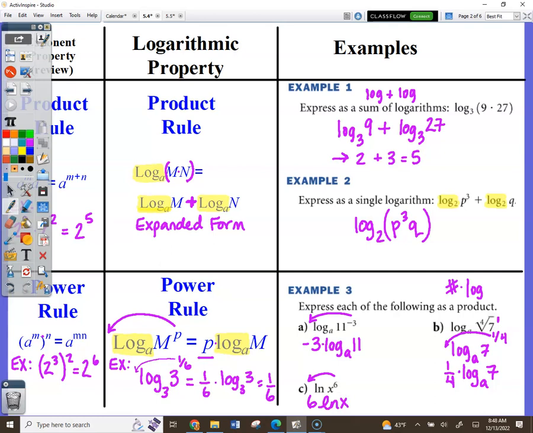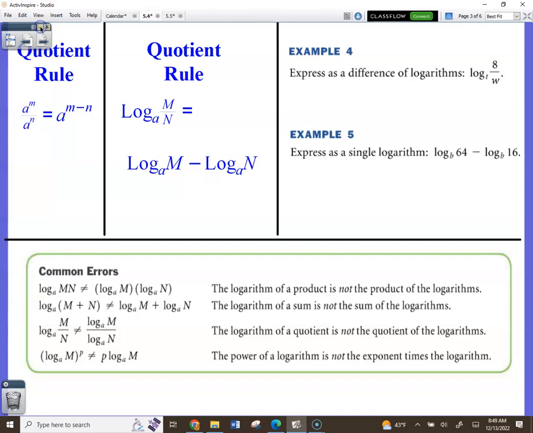Now, what's the only thing we haven't done? We've added, we've multiplied, we haven't subtracted. The quotient rule. Okay, this was the one that I said on the very first slide in green when I was like, hey, remember x to the fourth, if it was over x to the third, you take the smaller exponent and move it to the big one and you subtract them. That's this. So let's put an example.